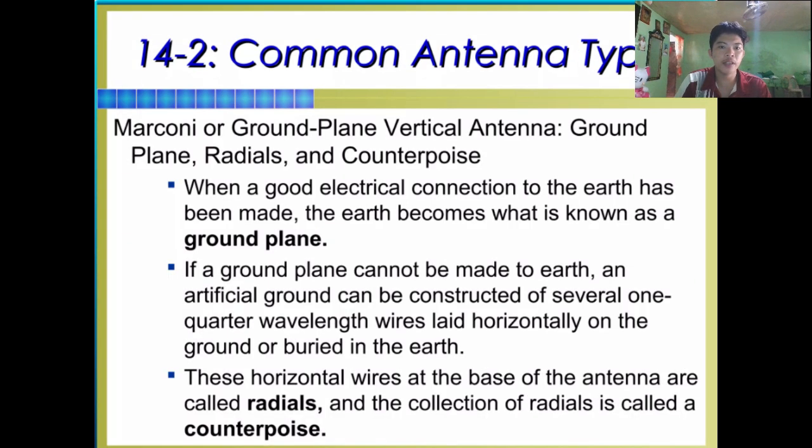Ground plane, radials, and counterpoise. When a good electrical connection to the earth has been made, the earth becomes what is known as the ground plane. If a ground plane cannot be made to earth, an artificial ground can be constructed of several 1/4 wavelength wires laid horizontally on the ground or buried in the earth. These horizontal wires at the base of the antenna are called radials, and the collection of radials is called a counterpoise.